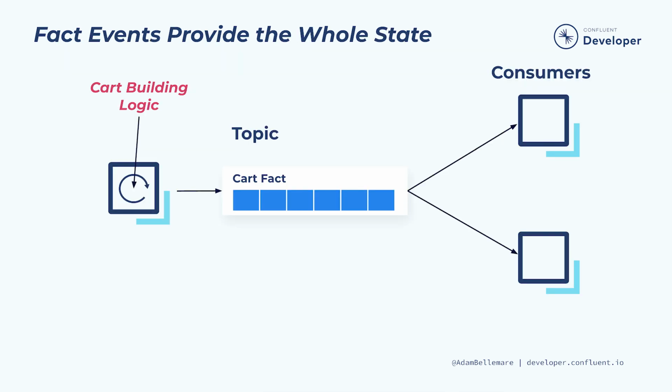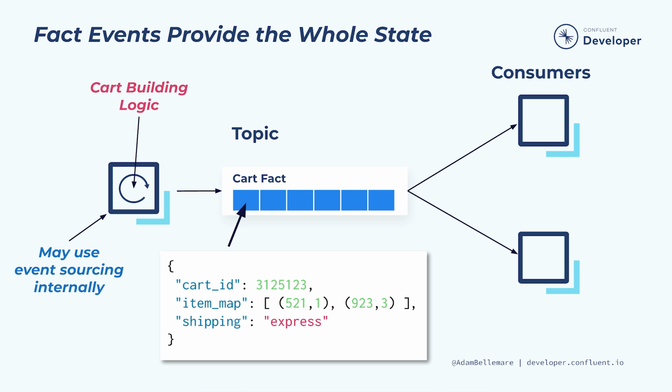With fact events, the cart building logic is kept entirely within the producer service. It owns all of the logic for composing the cart, as well as the schema and the definitions of each field and value. If a consumer wants to know what's going on in a shopping cart, they simply listen to the fact events detailing the current state of the cart. All of the cart building logic lives inside of the single producer service.